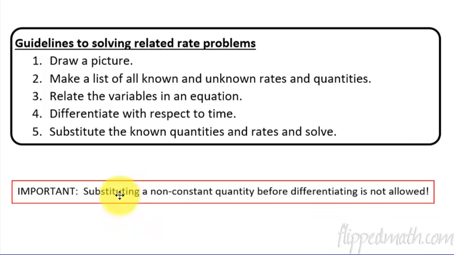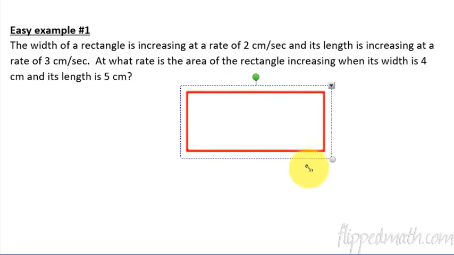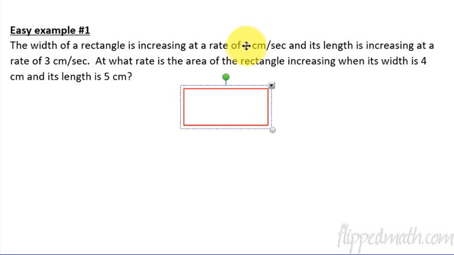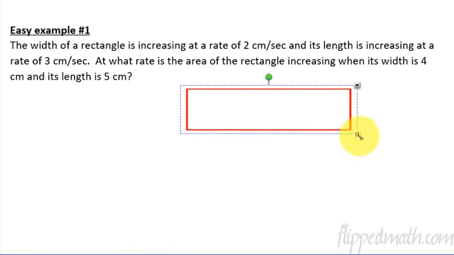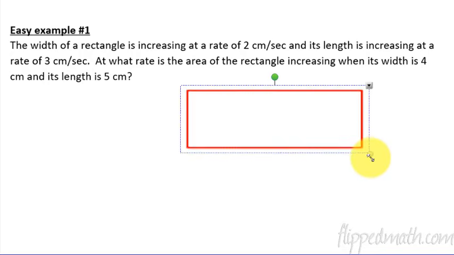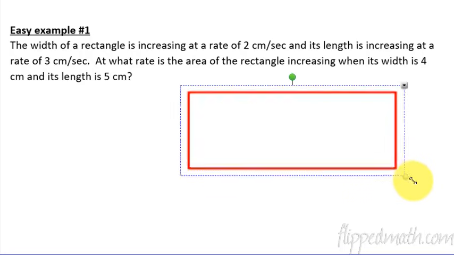So first thing is, remember to draw a picture. So let's read our easy example number 1. The width of a rectangle. Okay, so we're going to have a rectangle. It's not increasing at an exactly constant rate, both the length and the width. It says here that the width is increasing at 2 centimeters per second, and the length is increasing a little bit faster. So what that means is that it is growing faster in this direction than it is in this direction. Okay, so it's a moving or a dynamic rectangle here.